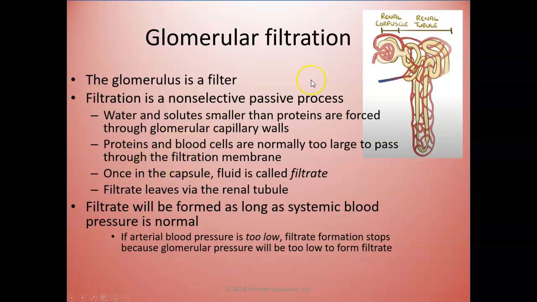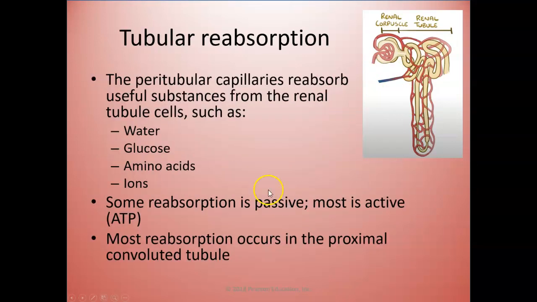But once stuff is passed out into the space of this tubule, it's known as filtrate, and it eventually leaves via the renal tubule. Filtrate will be formed as long as systemic blood pressure is normal. If arterial blood pressure is too low, then filtration stops, because the glomerular pressure will be too low to force stuff out of the capillary bed. So that's one of the major things that happens with low blood pressure, is that people can actually develop issues with their kidneys. Okay.